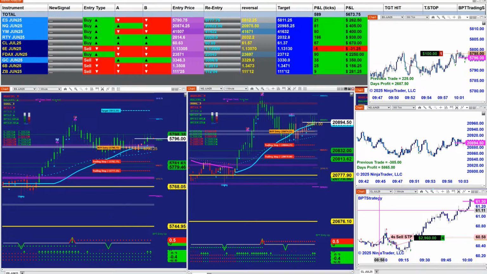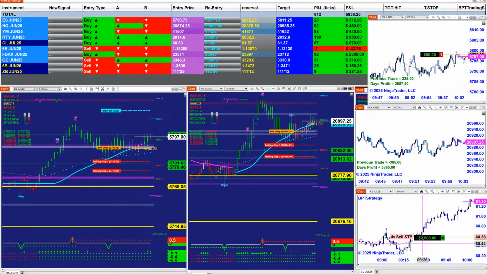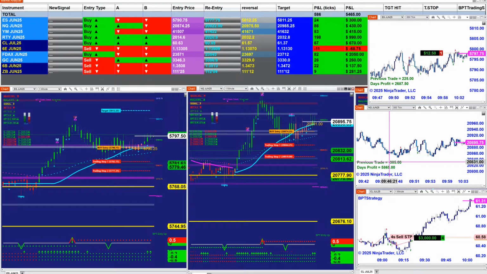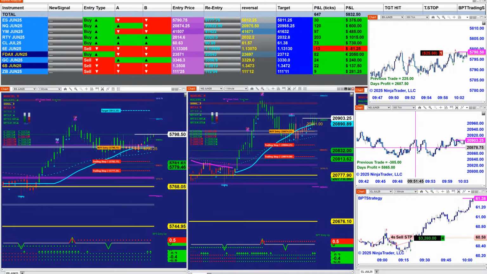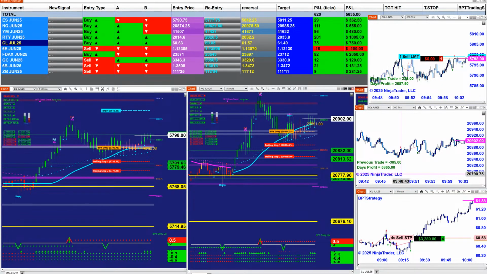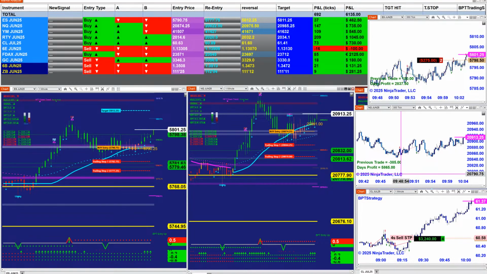On the CL, we have a 1 minute swing trade in 2900. The Nasdaq is based on one contract, and it is going on the 300 ticks. On the last trade, we lost that trade, but we are still up 5,865 on it.